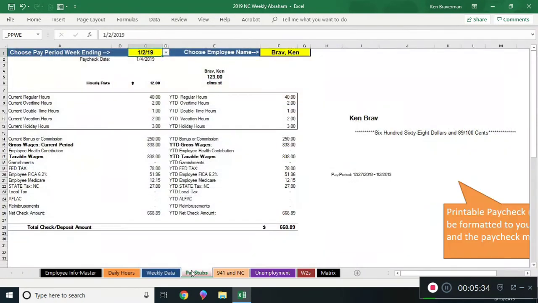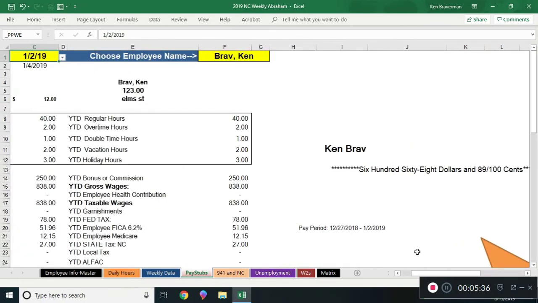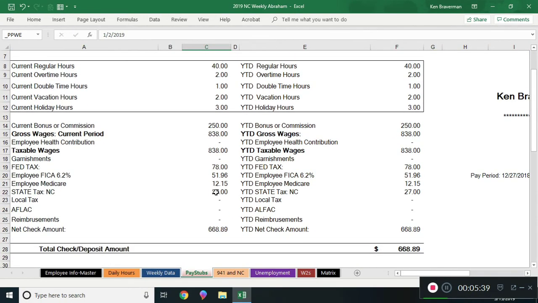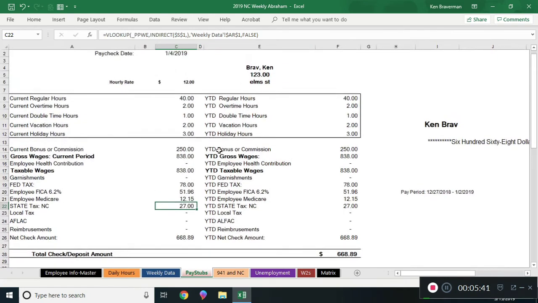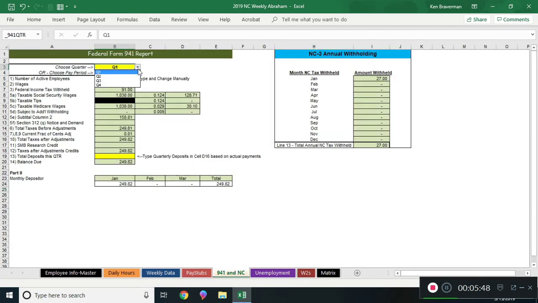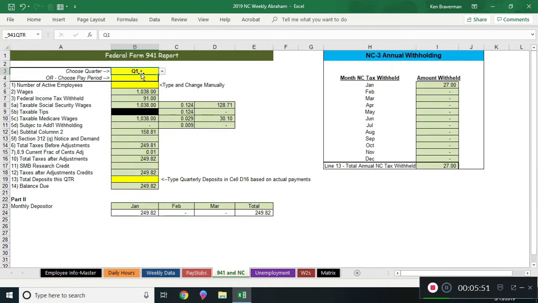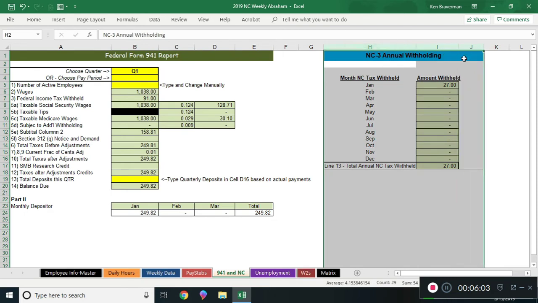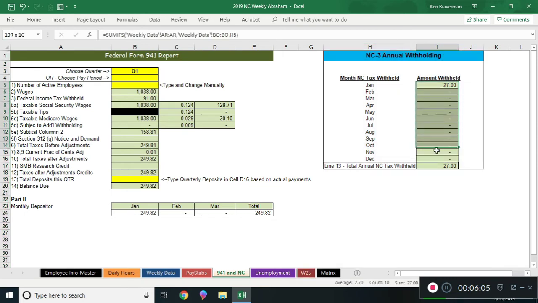This file kicks out all kinds of fun stuff and gives you an entire pay stub here. Shows you withhold $27 when this person made $838 in a week. That's what the tax would be. We have other reports here for your 941 report for the quarter, or if you just want to look at a specific period, you can do it this way. It's all kinds of fun ways to use these reports and just toggle everything subtotal for you. This is your North Carolina 3 that's going to show you your annual withholding amounts each month.